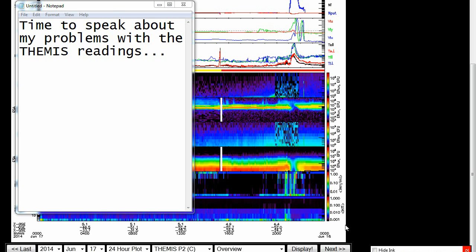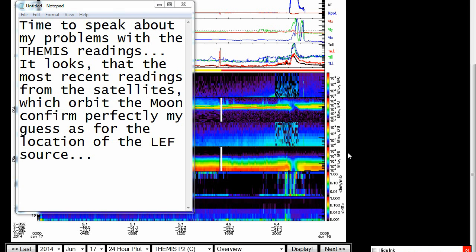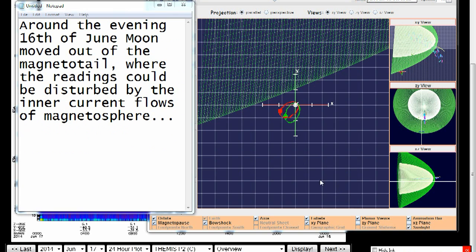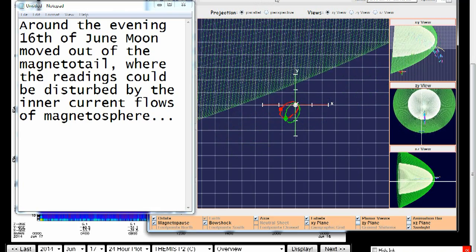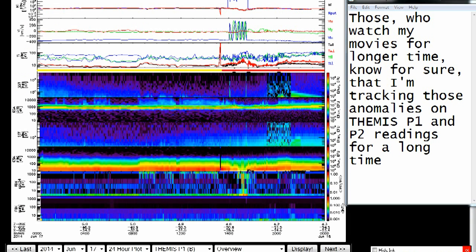Time to speak about my problems with the THEMIS readings. It looks like the most recent readings from the satellites which orbit the Moon confirm perfectly my guess as to the location of the low energy field source. Around the evening of the 16th of June, the Moon moved out of the magnetotail, where the readings could be disturbed by the inner current flows of the magnetosphere. Those who have watched my movies for a longer time know for sure that I've been tracking those anomalies on THEMIS P1 and P2 readings for a long time.